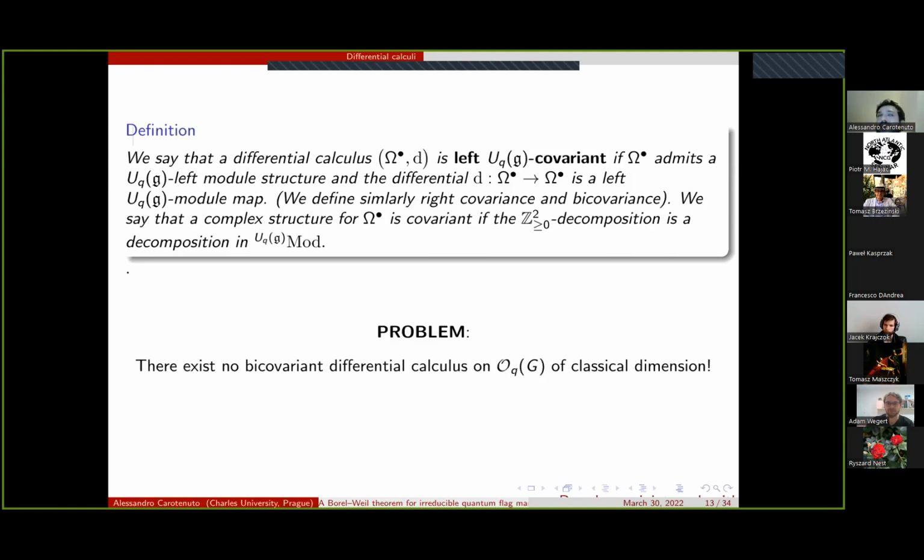That's what I know about the literature. People tried for OQ of SU2 and it didn't work. Yeah.